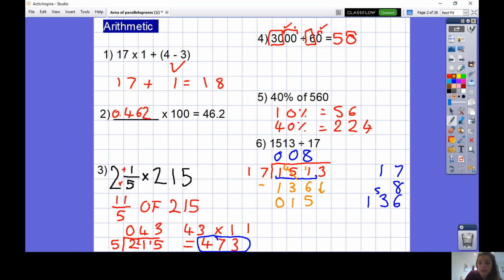Now you bring down that 3 and you're now deciding how many times does 17 fit into 153. Now, those of you with a good memory will actually remember we just worked that out. It was exactly 9 groups of 17. So your answer there was 89. Well done if you got the correct answer. Remember, a long division is always worth 2 marks, so it's always worth checking your work.